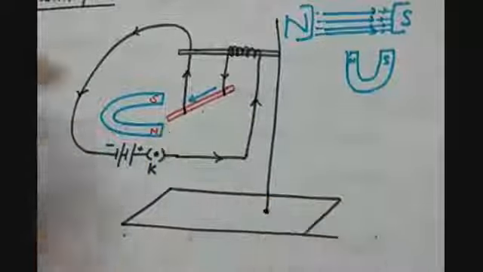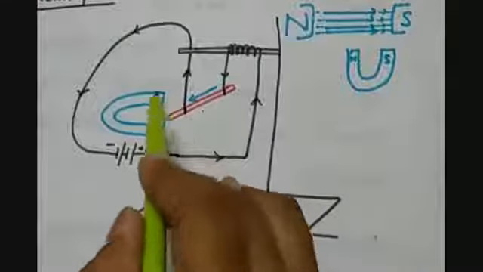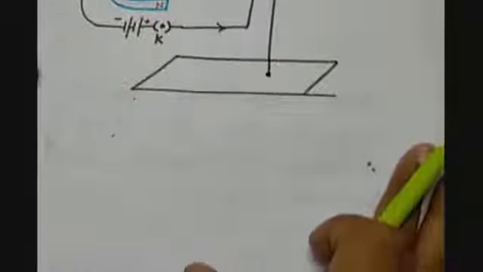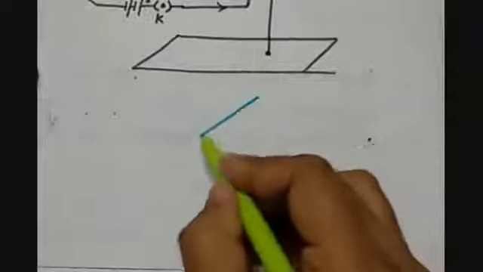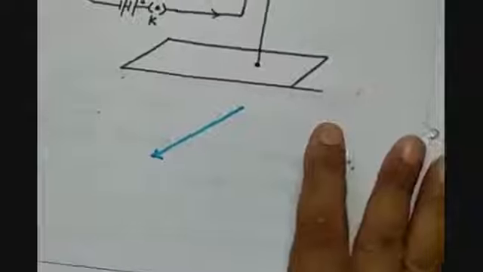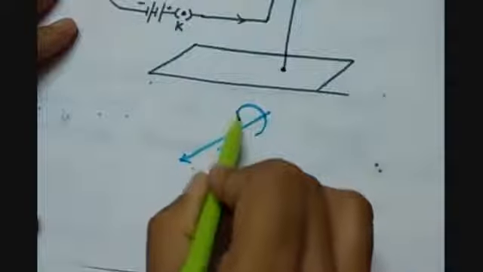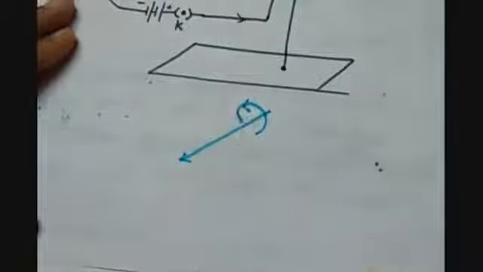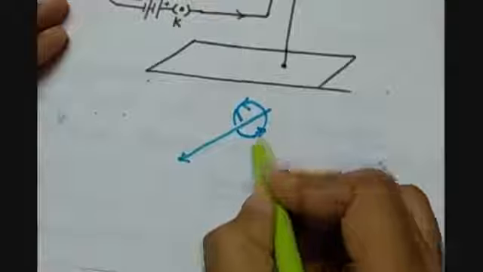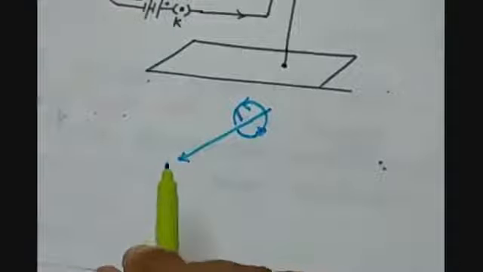So what will happen here? Whether there will be repulsion or attraction depends on the direction of current. Now the current is flowing in this direction. If we apply the right hand thumb rule to this, our curled fingers will tell us the direction of the magnetic field. So they will go down and then they will come up. So this would be the direction of the magnetic field.